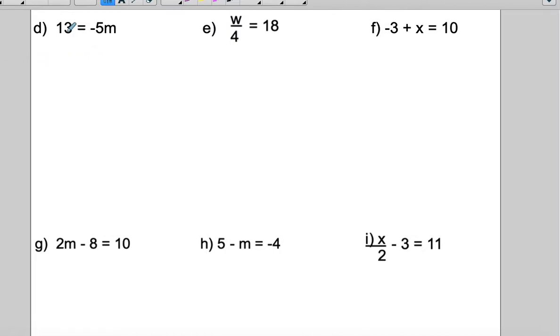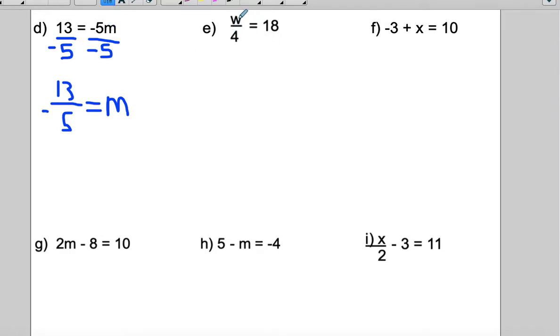So here we see 13 is equal to -5m. We want m isolated. We see that there is a coefficient on the m that's being multiplied. So we just divide out that coefficient, -5. So the answer to this question is 13 over -5 is equal to m. So here it doesn't matter if your negative is in the numerator, it doesn't matter if it's in the denominator, it just has to be there. So recognizing that we're isolating by division.